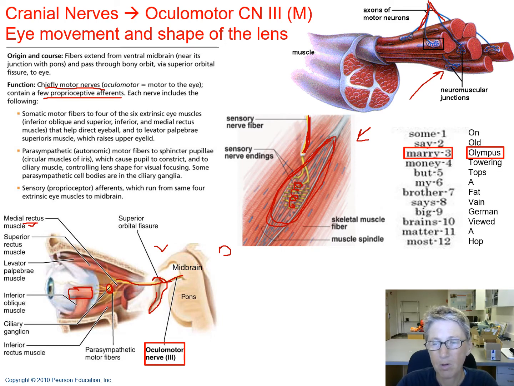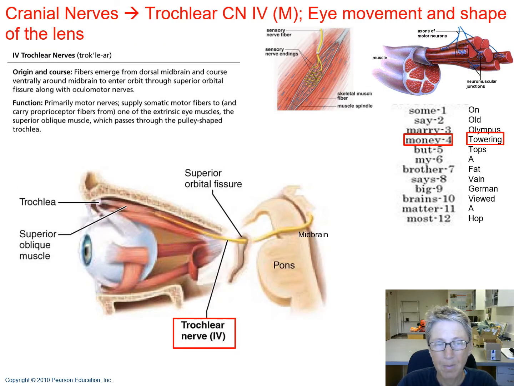So yeah, and then here's our mnemonic. We're on the third cranial nerve of Olympus. The fourth cranial nerve, so we're here on Old Olympus, towering, T for trochlear, and then M in our mnemonic is for whether it's sensory, motor, or mixed. So it's a motor nerve. However, it is a skeletal muscle.